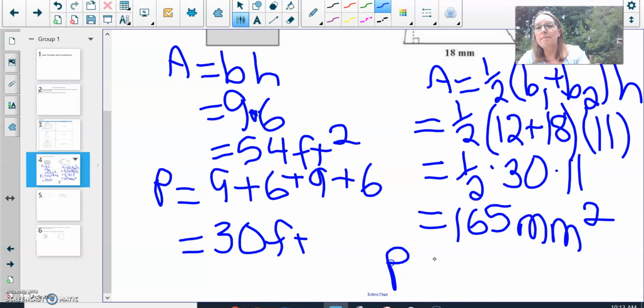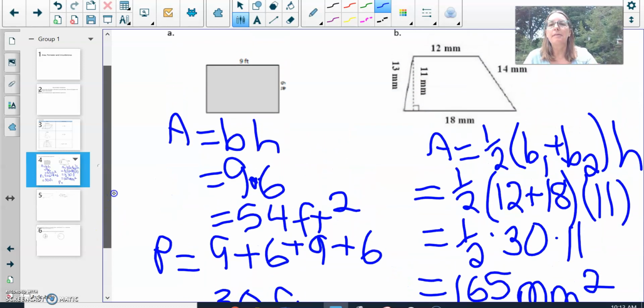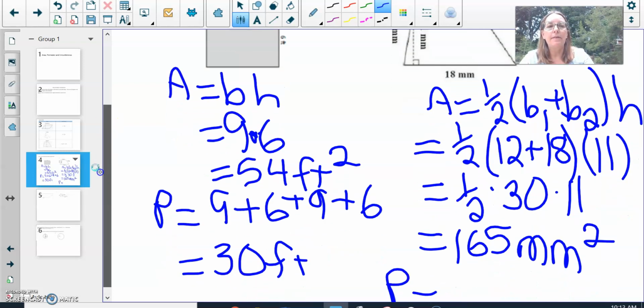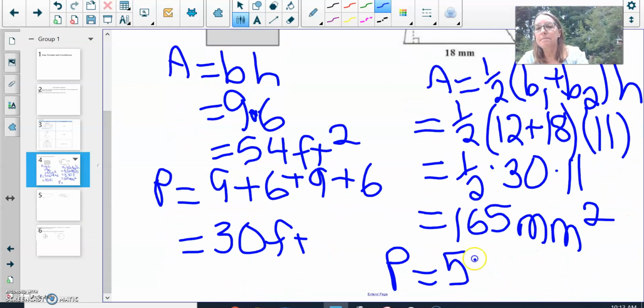Then for perimeter, I'm adding up the outside edges again, so I'm going to use my calculator to help me with the adding. So I'm adding 12, 14, 18, and 13. That gives me 57 millimeters.